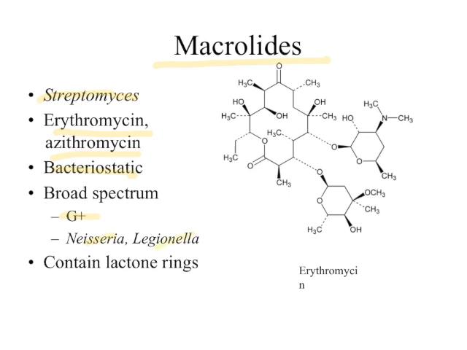The structure of erythromycin is shown over here on the right. All of the macrolides contain these large lactone rings. Otherwise, their structures coming off of those rings can vary from chemical to chemical.